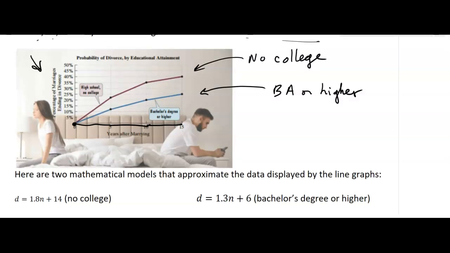Now, below the graph, here are 2 mathematical models that approximate the data displayed by the line graphs. So they take the data that they gather and they come up with a model that will approximate the data. So this is the equation for when there's no college. This is the equation for a bachelor's degree or higher. Now, why my one equation is smaller than the other, I'm not really sure, but sorry about that.